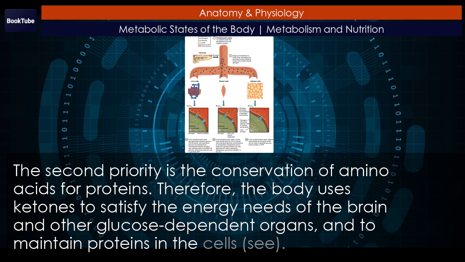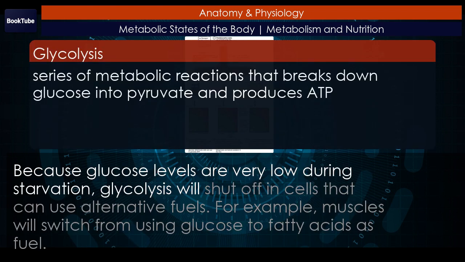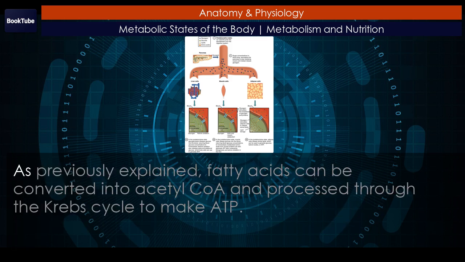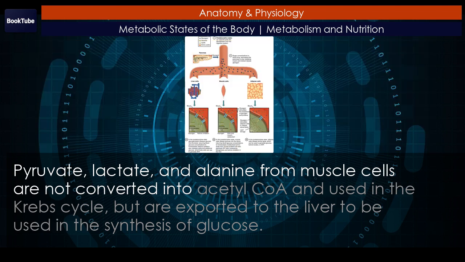proteins in the cells. Because glucose levels are very low during starvation, glycolysis will shut off in cells that can use alternative fuels. For example, muscles will switch from using glucose to fatty acids as fuel. As previously explained, fatty acids can be converted into acetyl-CoA and processed through the Krebs cycle to make ATP. Pyruvate, lactate, and alanine from muscle cells are not converted into acetyl-CoA and used in the Krebs cycle, but are exported to the liver to be used in the synthesis of glucose.